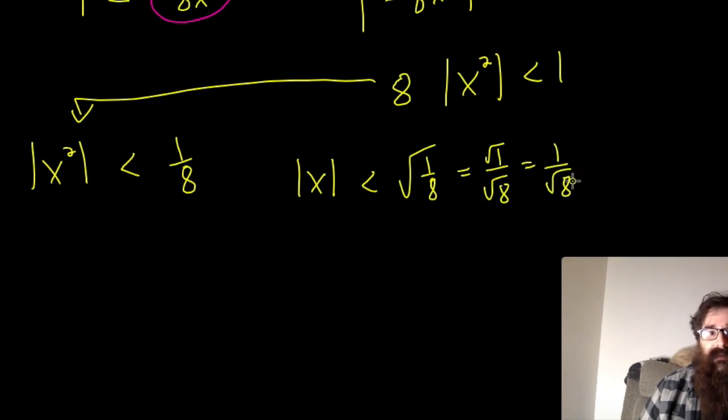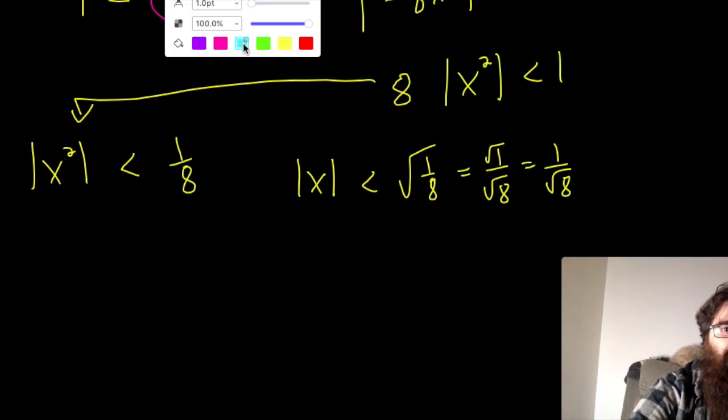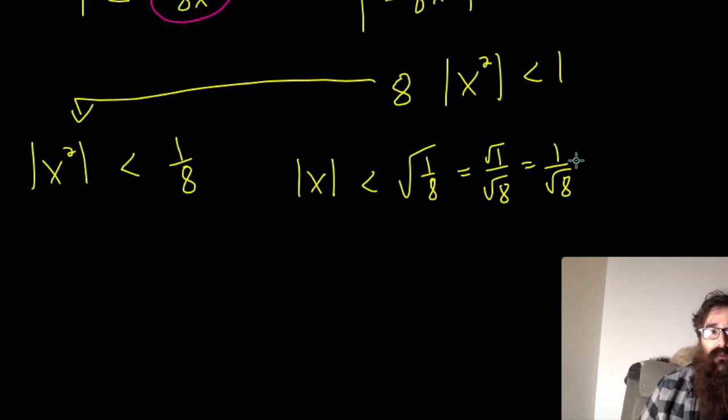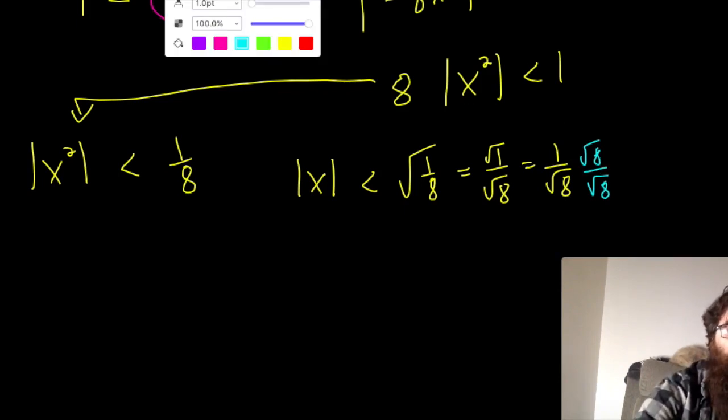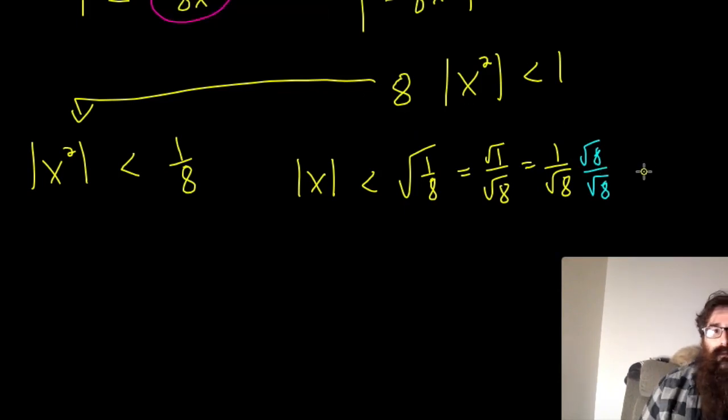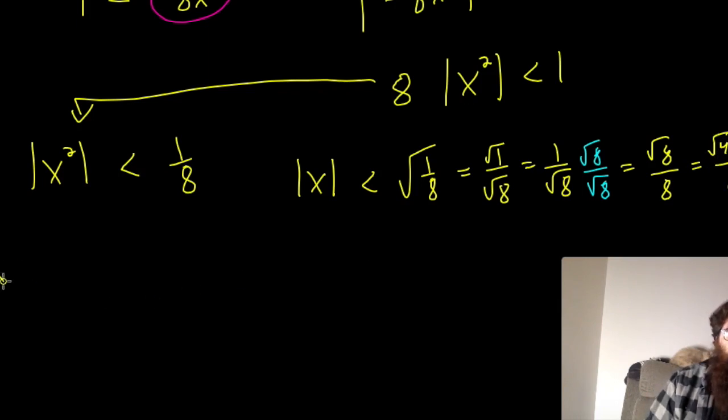Might not be a bad idea to do some rationalizing with this. So let's go ahead and multiply by square root of 8 over square root of 8. This is going to give me square root of 8 divided by 8, but I can bring a perfect square out. Square root of 8, we could say 8 is 4 times 2, over 8, and I'm still going with it. Can't stop, won't stop. Hashtag can't stop, won't stop.